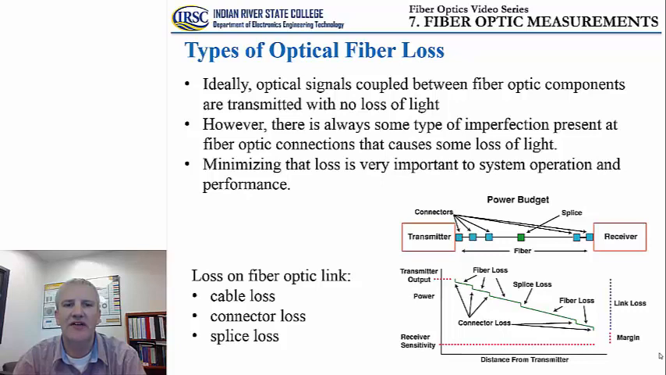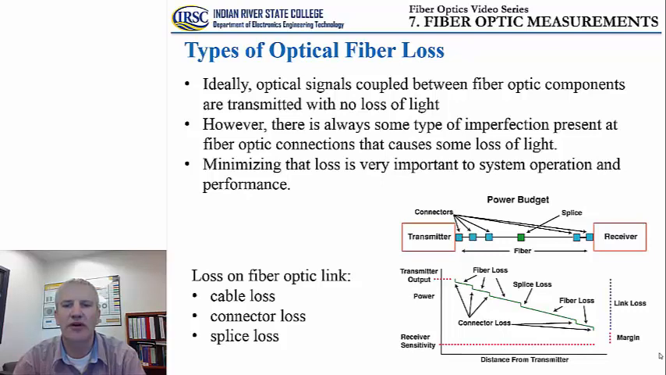To clarify what kind of losses we are talking about, in the case of a fiber optic link there are basically three specific types of losses. One is the cable loss, the loss that's present on an optical fiber. We also have connector loss, losses present in the connectors on the fiber optic link, and finally splice losses that are a result of optical fibers being spliced at certain locations.